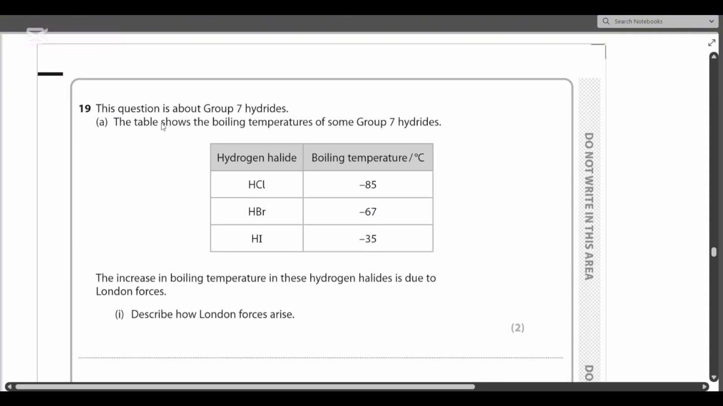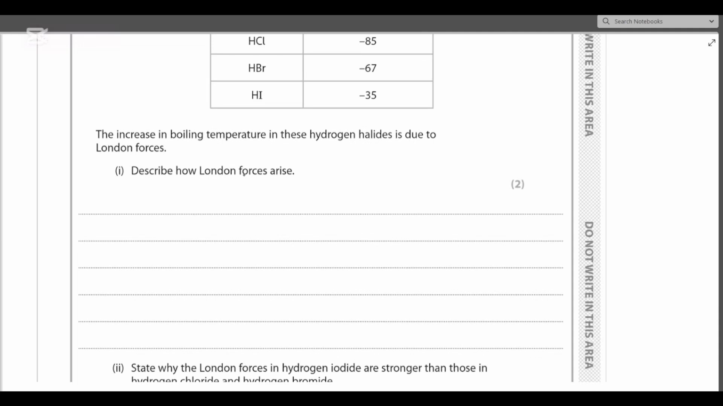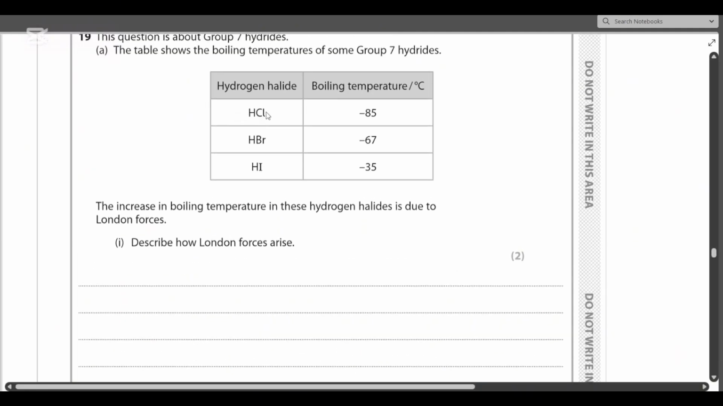Again, number 19, the question is about group 7 halides. The increasing boiling temperature of the hydrogen halides is due to the London forces. Now they're told how the London forces arise. At first, you need to understand that these molecules, as you can see, hydrogen and chlorine atoms, tend to produce temporary dipoles between them.